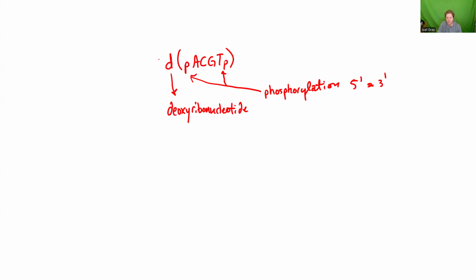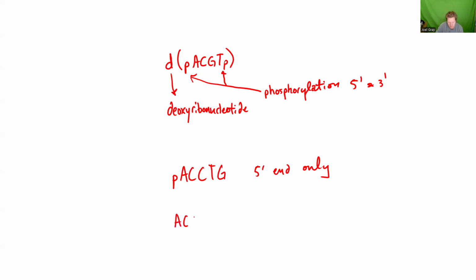Now, this right here is different from pACCTG. Well, this is only phosphorylated on the 5' end.